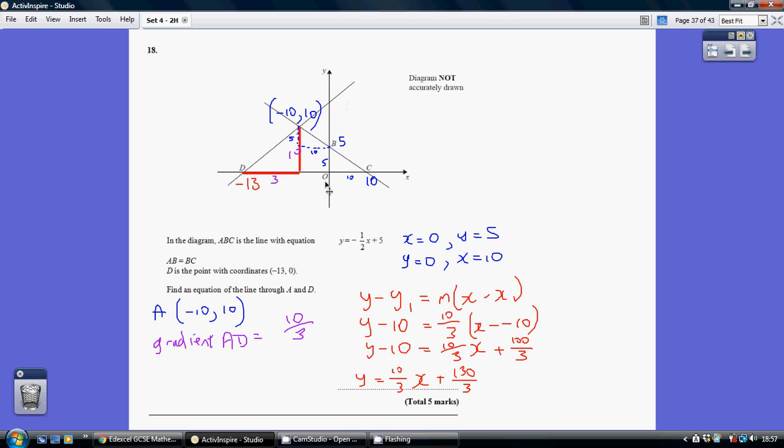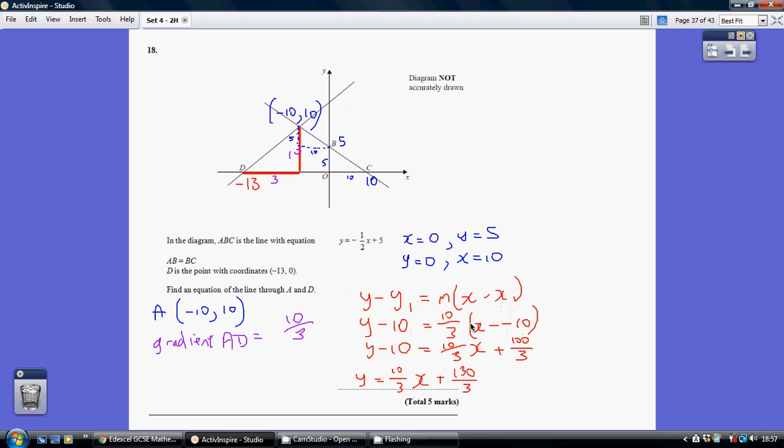So how do I find an equation of a straight line? I can use the formula y minus y1 equals m(x minus x1), where (x1, y1) is any point on the line, and I'm going to use A. I could equally have used D. So I'm going to use (-10, 10), and m is the gradient of the line, which I've said is 10 over 3. So substituting m being 10 over 3, x1 being minus 10, and y1 being plus 10, I get y minus 10 equals 10 over 3 times (x minus minus 10). Now, remember, minusing a minus is a plus, so this is actually x plus 10.